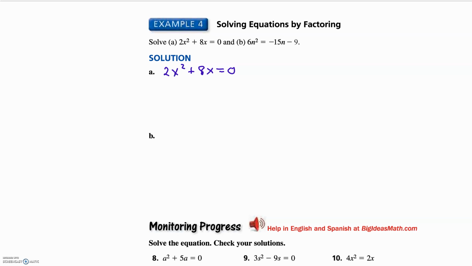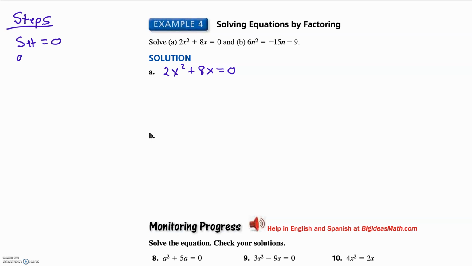equal to 0. I'm going to outline some steps that you're going to go through when you're solving equations by factoring. The first thing that you're going to do is set it equal to 0 if it's not already equal to 0. And for part A, it's already equal to 0. You're also going to put it in standard form, because when we're factoring, we'd like to have it in standard form.